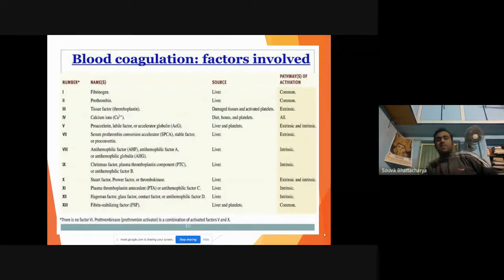My topic is the relationship between blood coagulation factor 8 and liver disease. So here we can see there are 13 blood clotting factors that help in blood clotting, and most of the factors are produced by the liver except factors 3 and 4. So the liver plays a major role in blood clotting. Sir, next slide please.